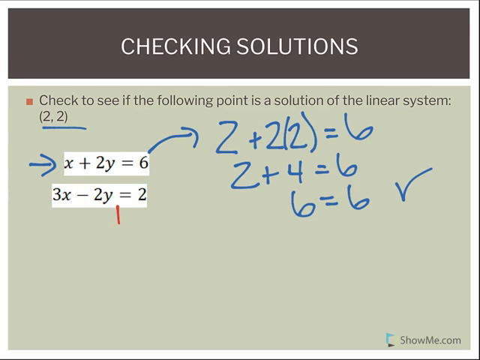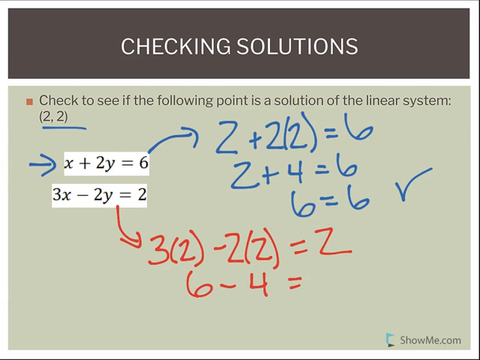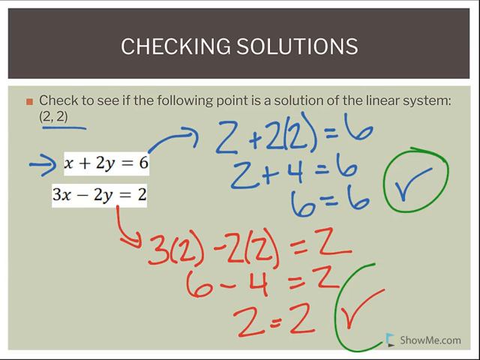Now we need to check our second one. So 3 times 2 minus 2 times 2. Does this equal 2? Well, we'd get 6 minus 4. 6 minus 4 is 2. That's true. So now, since this same ordered pair worked for my first and my second equation, that means it is a solution of my system.